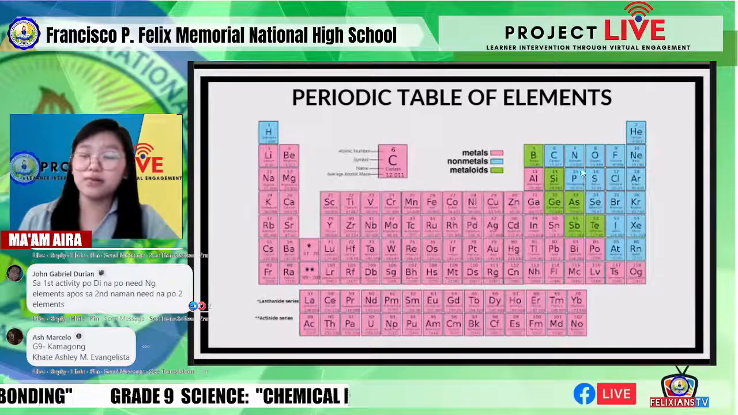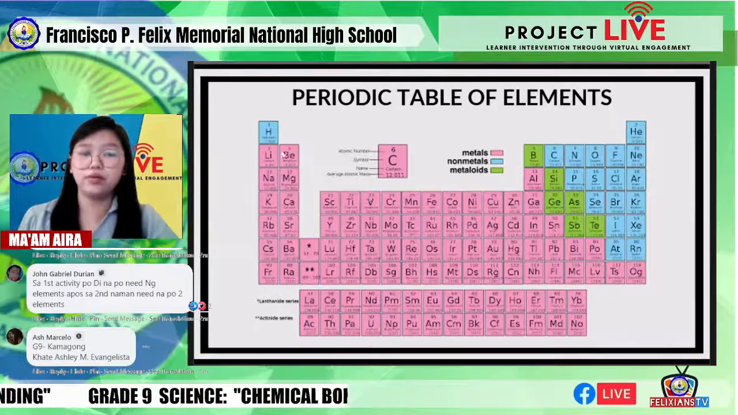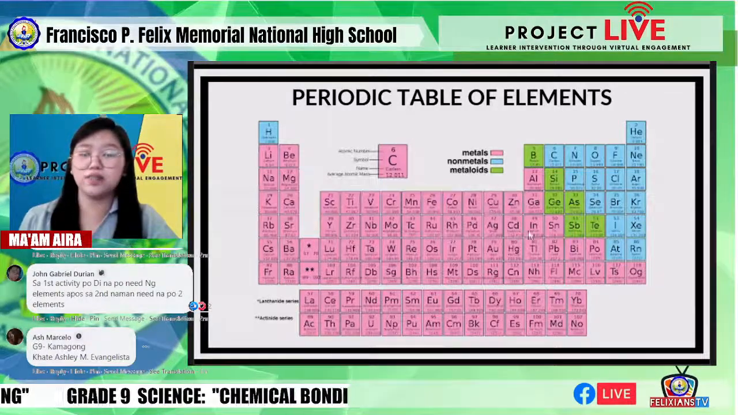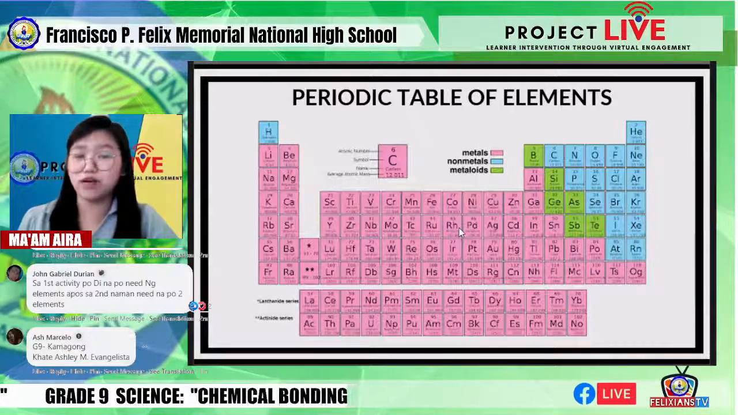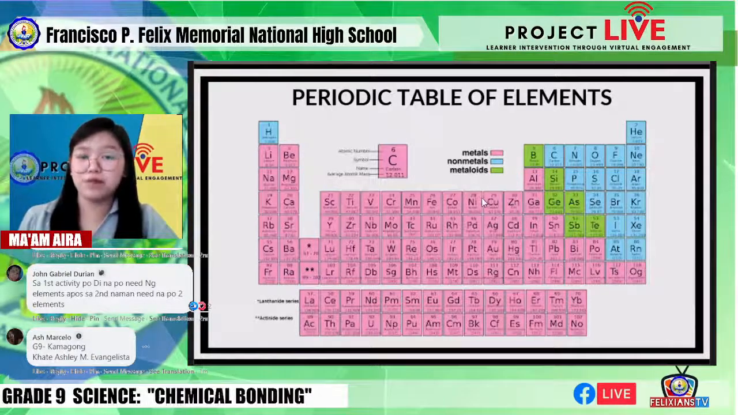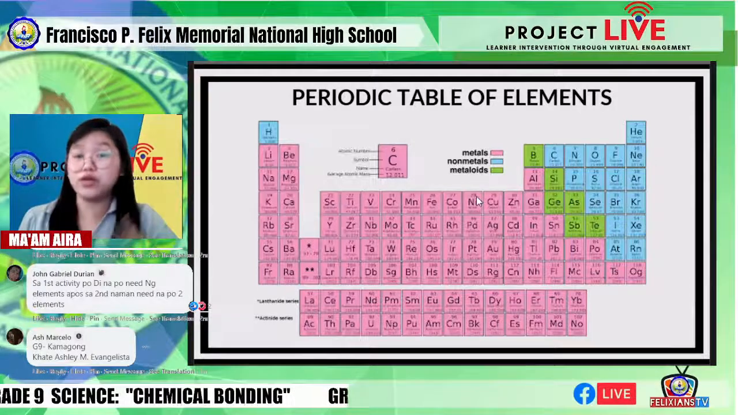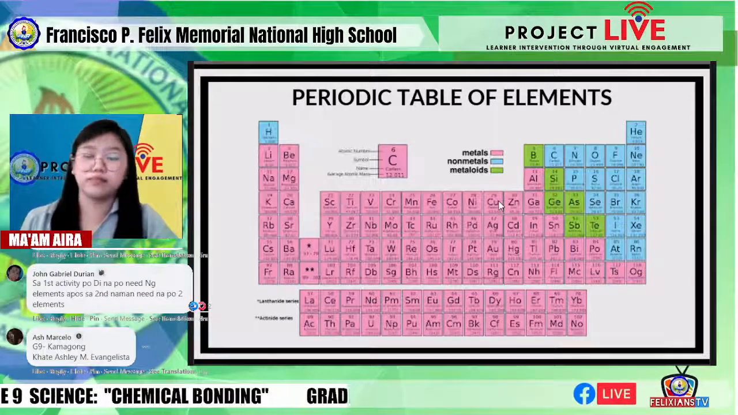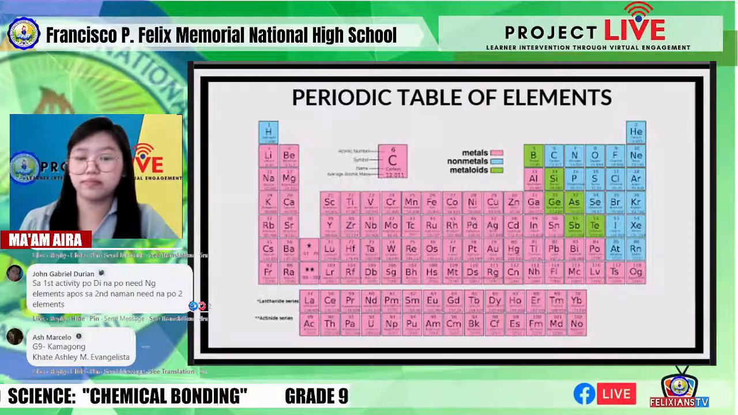So, titignan lang po natin dito yung sa ating legend and yung placement ng ating mga elements for us to be able to identify what type of element yung tinutukoy or yung given if we have a given set of problems.